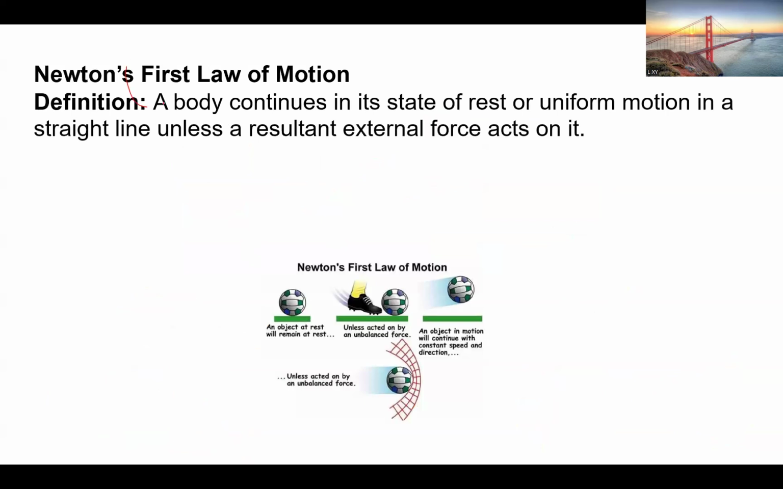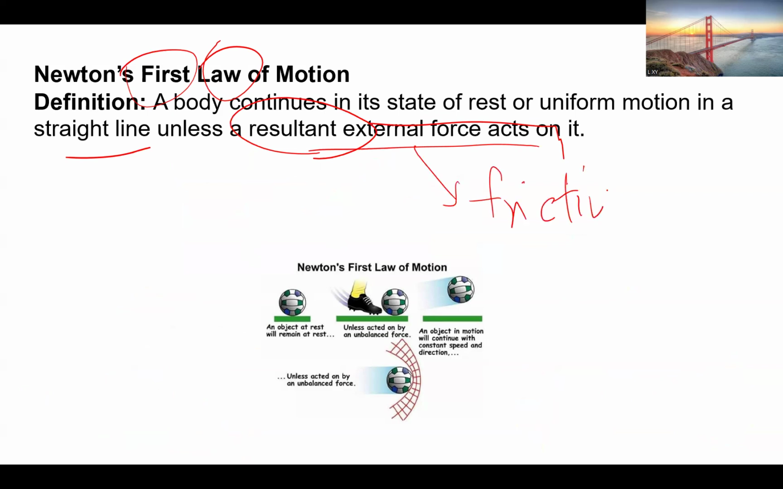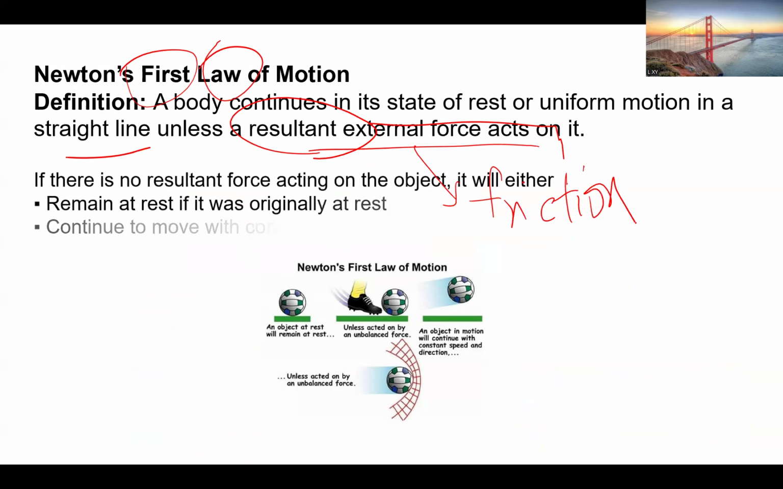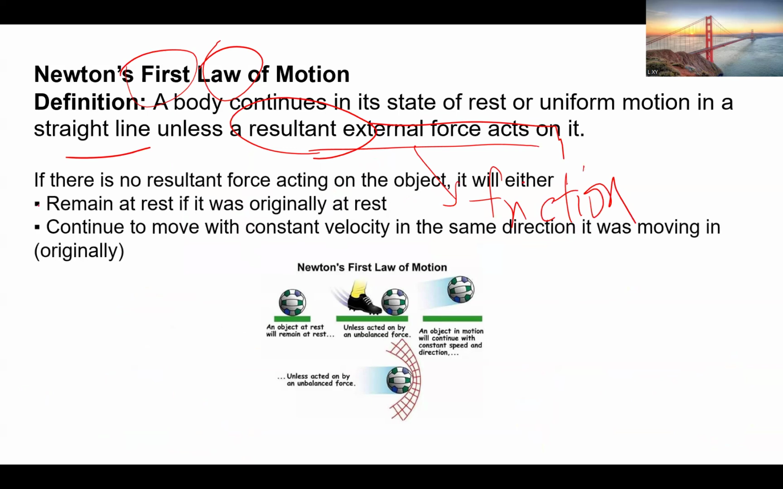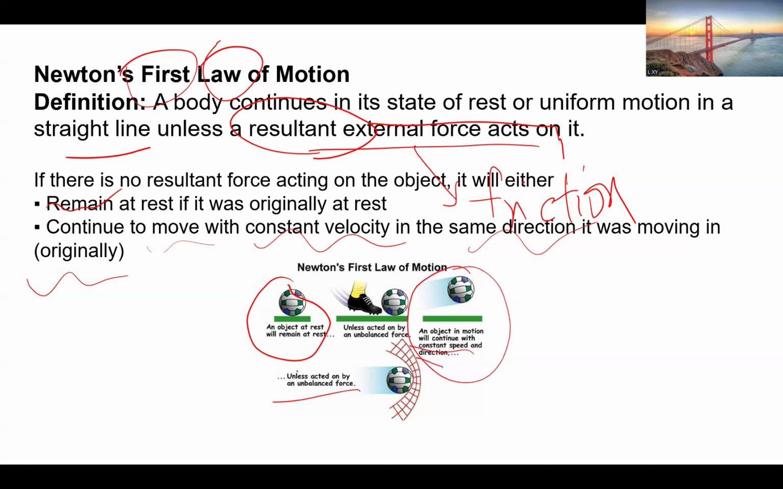Now let's move on to Newton's first law of motion. An object continues in a state of rest or uniform motion in a straight line unless acted on by a resultant external force. It can be friction. So if there's no resultant force acting on an object, it will either remain at rest or continue to move with a constant velocity in the same direction as it was moving originally. You can see in this picture, this object has no resultant force on it, so it will remain at rest, and it will continue at constant speed and direction unless acted on by an unbalanced force.